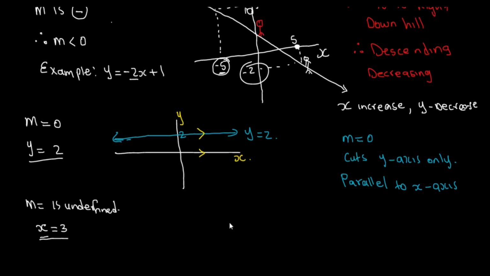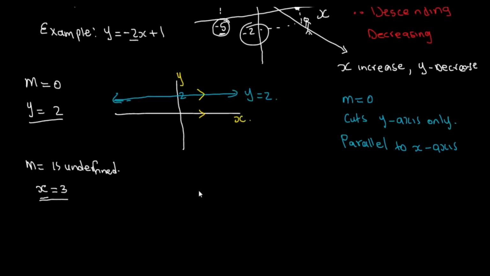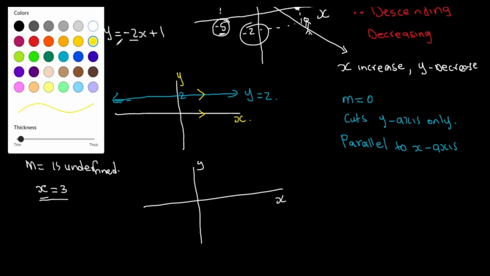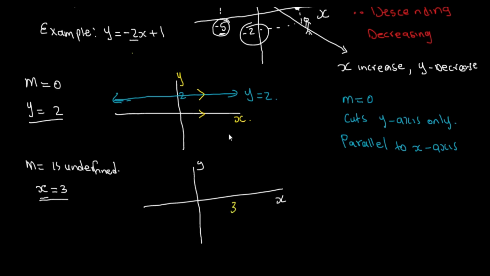Okay, so now how will your graph look like? So the graph will look like this. Okay, this is my x, this is my y, and we know that it cuts there at what? At 3, and this will be my equation. Right, so this is x is equal to 3. So the gradient is undefined, the line will run what? Will run vertically. So it's going to cut the what? The x-axis only. The x-axis only.